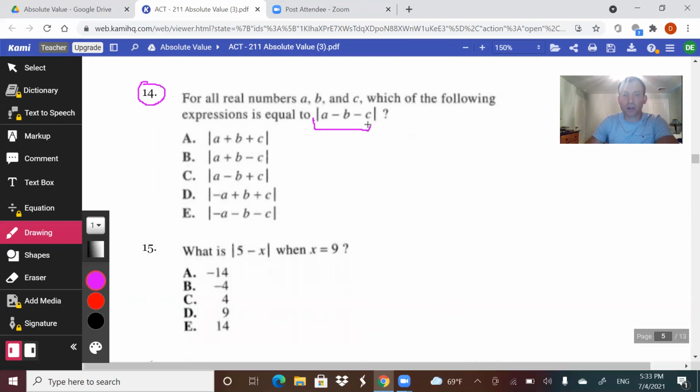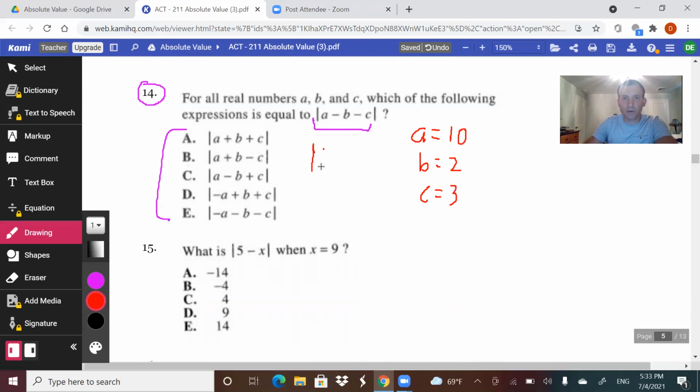Whenever they want you to match expressions, understand that if I put in inputs for A, B, and C, and I get an output, the same expression with the same inputs should yield the same output. Let me show you what I mean by this. They say A, B, and C have to be real numbers. I'm just going to make up that A equals 10, B equals 2, C equals 3. I just chose numbers that I thought would be easy to work with. You can play around with any numbers.